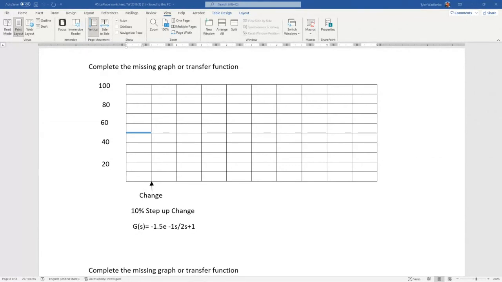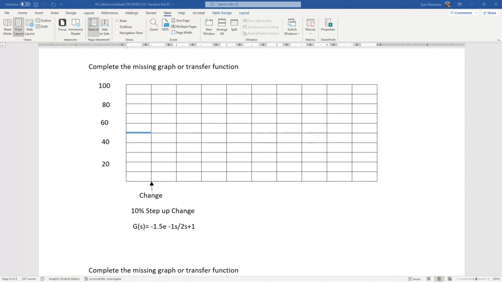Again, remembering that this minus is going to mean that our change is going to go the opposite direction of our step. We have a minus 1s for our dead time, so our TD is going to be equal to 1. Our T1 time is equal to 2. And these are all coming from our transfer function.